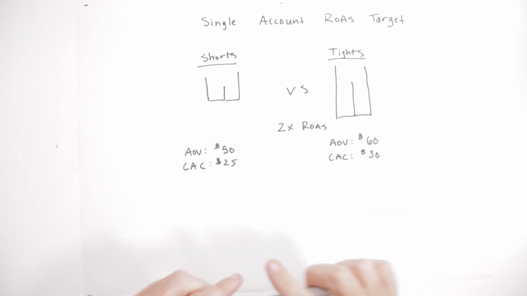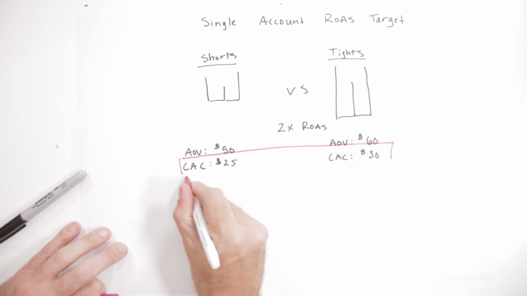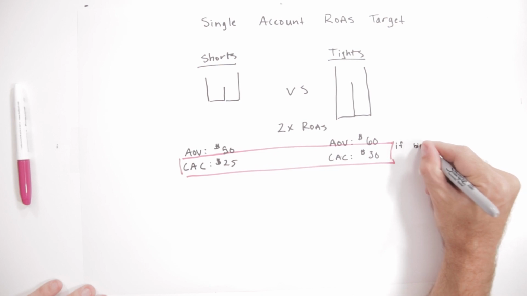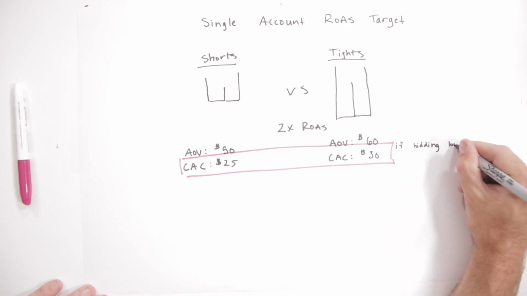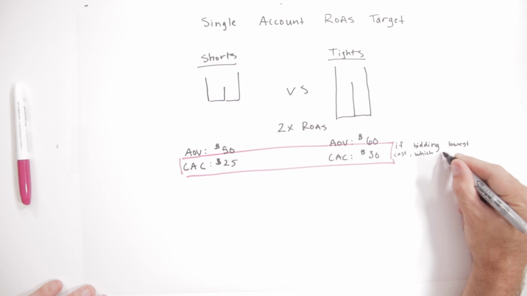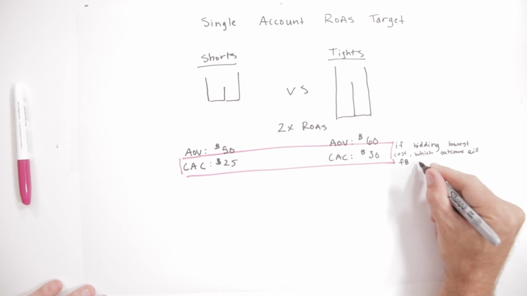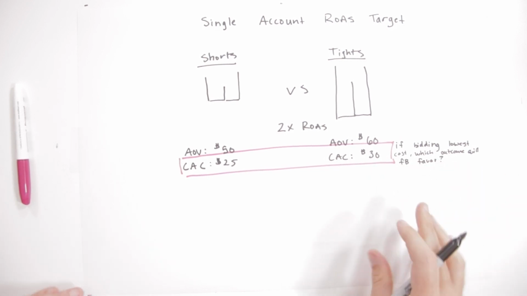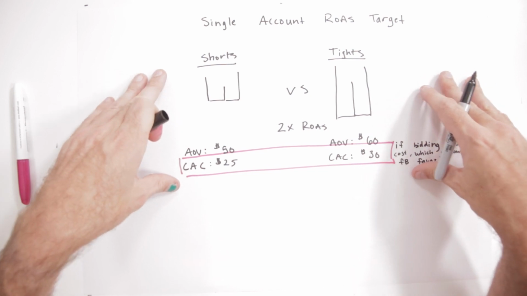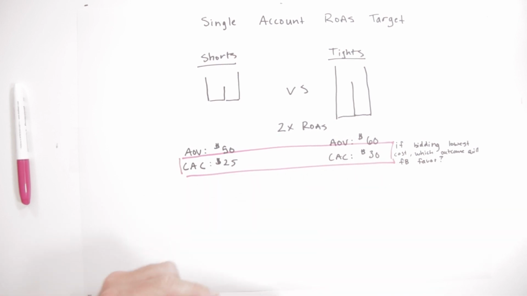Now, I'm going to stop right here and we're going to highlight this section. I want you to just look at the CAC of these two products, and think: if you're bidding lowest cost, which outcome will FB favor? If we're bidding with a conversion objective, lowest cost of acquisition, that is the only input we're giving to the machine, to my Facebook campaign, which is what most people are doing, lowest cost bidding. Clearly the $25 is the lowest cost against that $30 CAC.